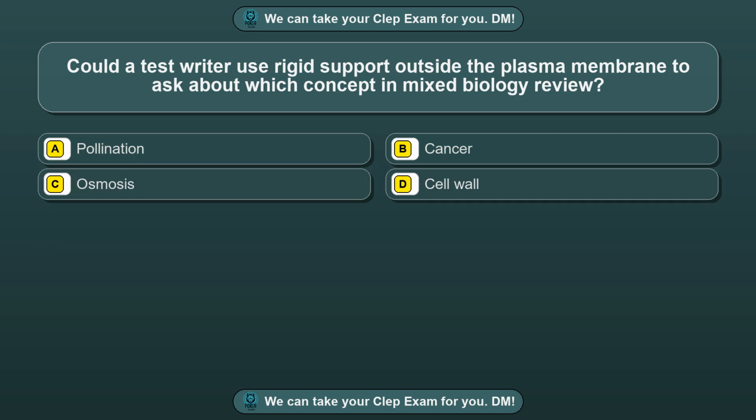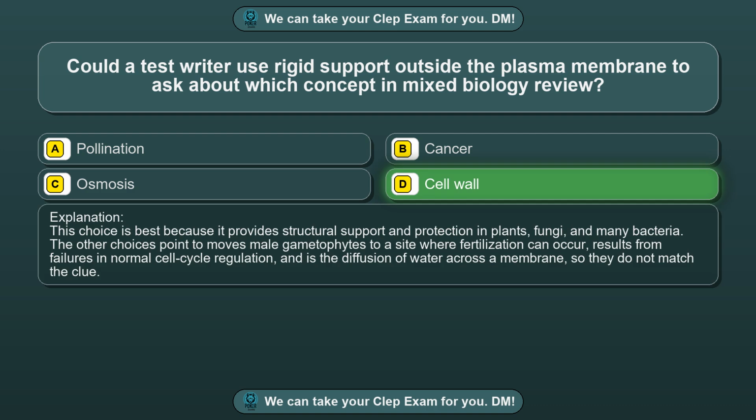Question 53. Could a test writer use rigid support outside the plasma membrane to ask about which concept in mixed biology review? Option A, pollination. Option B, cancer. Option C, osmosis. Option D, cell wall. The correct answer is option D, cell wall.